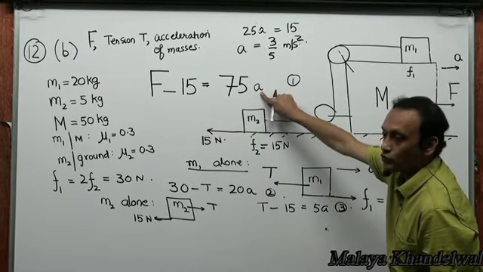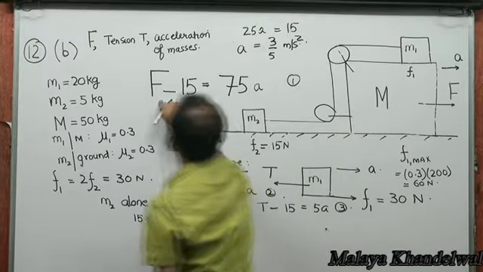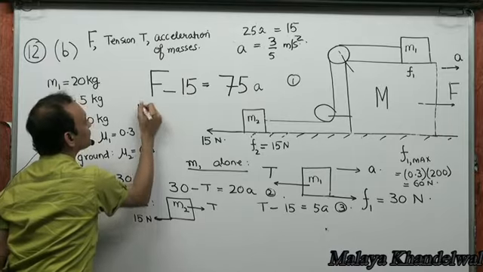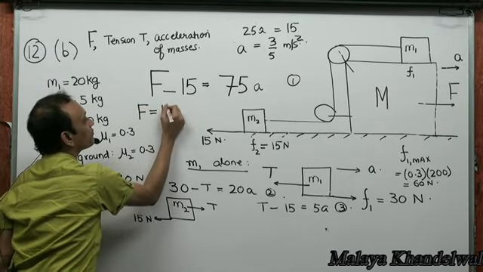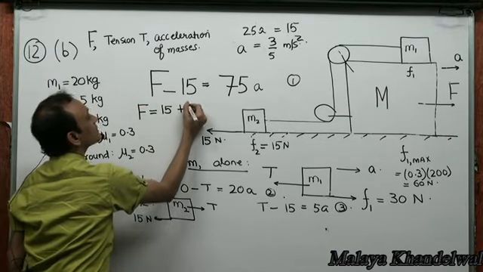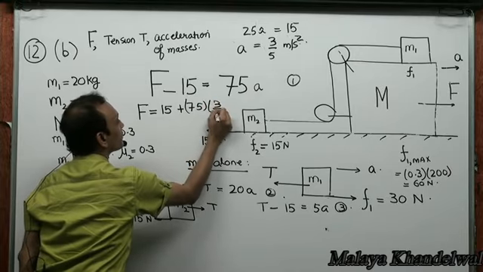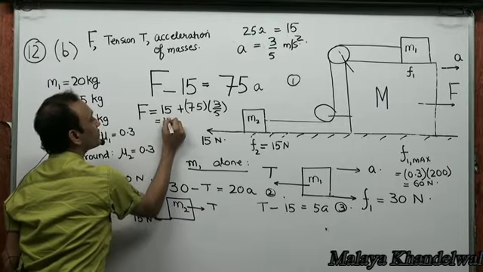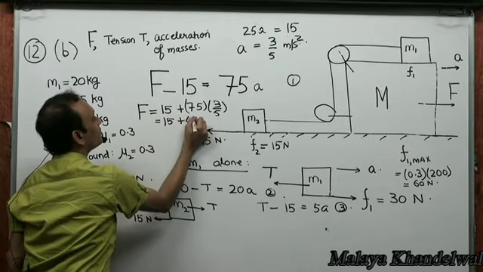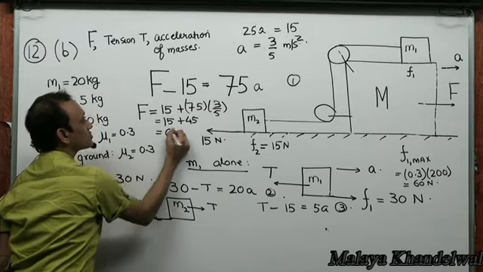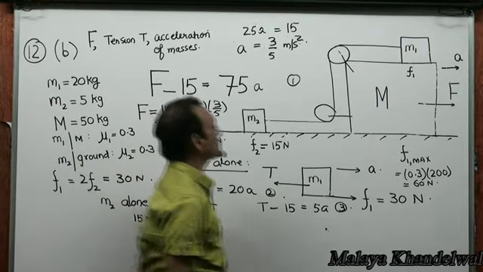You plug in A equal to 3 by 5 meters per second square, and you get access to capital F. Capital F would be 15 plus 75A. A is 3 by 5, so that makes it 15 plus 45. That makes it 60 newtons. Yes or no?